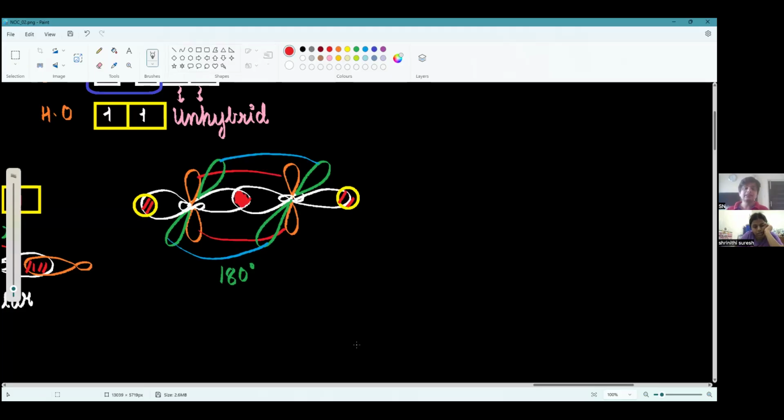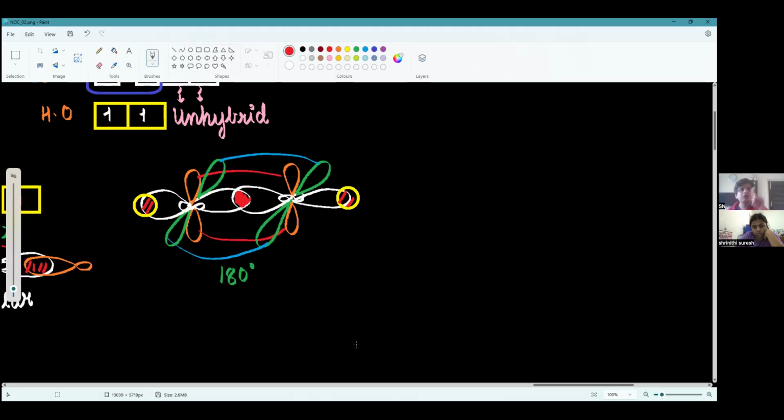Correct? The second bond is between the orange color orbitals. There are two orange color orbitals, and then there is a parallel overlapping. And the third bond is between the green color orbitals, which I have shown with a blue color overlapping. So there are three bonds between the two carbon atoms.